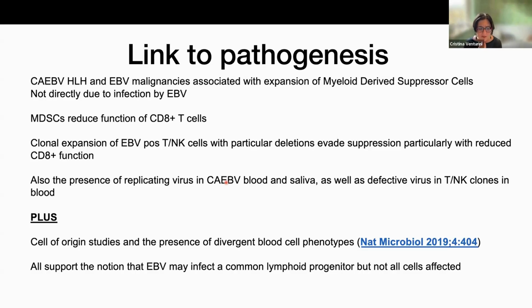The cell of origin studies and the presence of different blood cell phenotypes all support the notion that EBV may infect a common lymphoprogenitor, but not all cells are affected. Of course, these are at the moment not all confirmed, and we will need further studies to confirm that. So this is all for me for today.